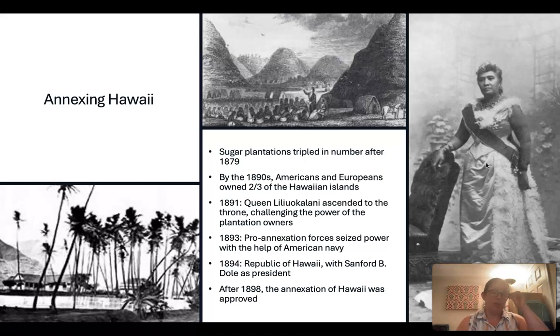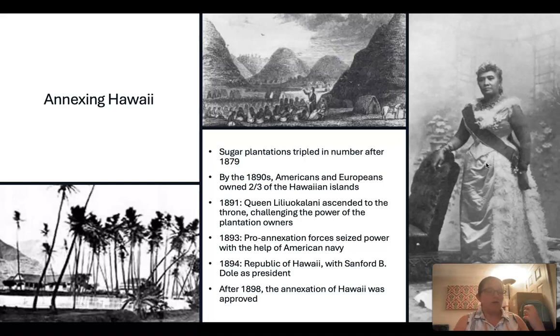For example, it's Portuguese workers who bring the ukulele to Hawaii. Between 1879 and 1885, annual sugar production goes from $1.3 million to $8.4 million. And by the 1890s, Americans and Europeans own about 2/3 of the entire Hawaiian Islands. And they begin to argue that, we own all this land, we need to be part of the United States in some way.